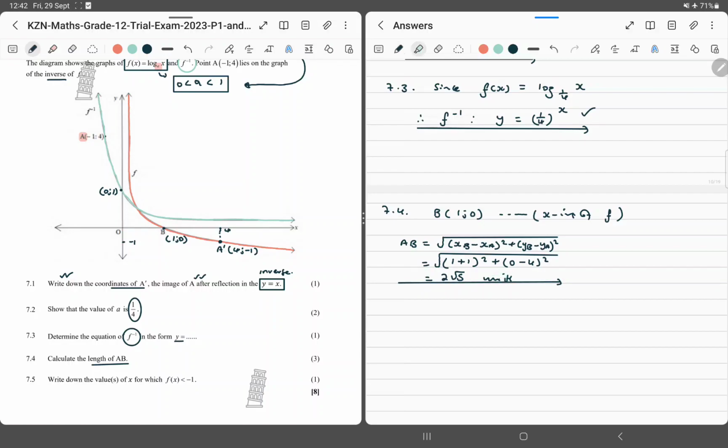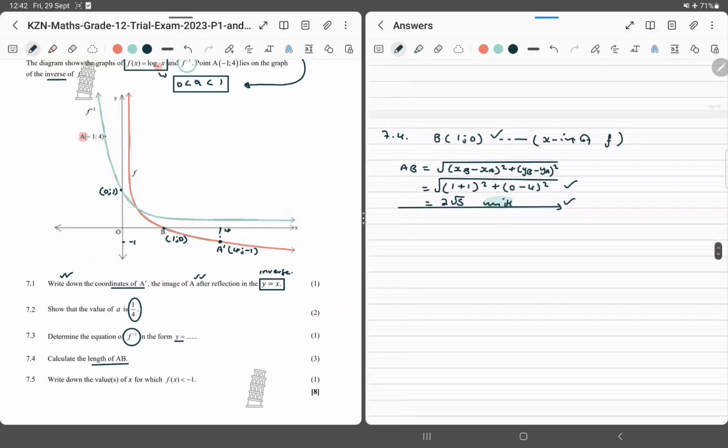So don't forget units. If you forget it, you are dead. So essentially determining the coordinates of B is important however you did it, and then substituting here and getting us the answer. We are happy.